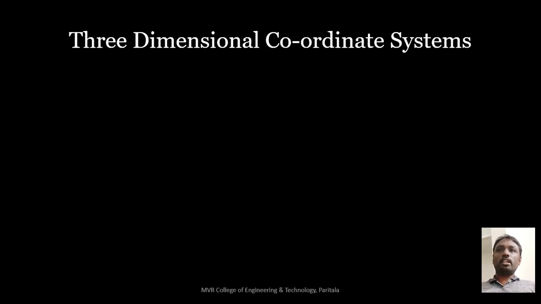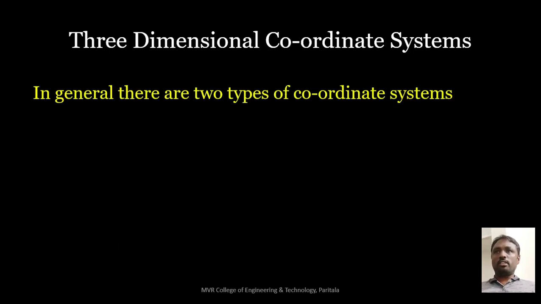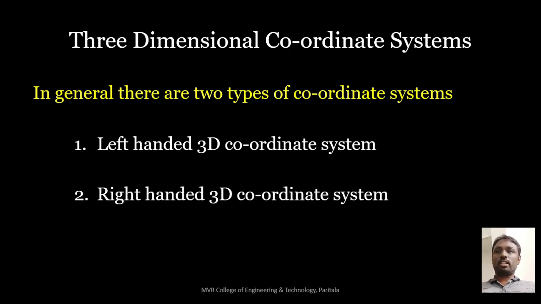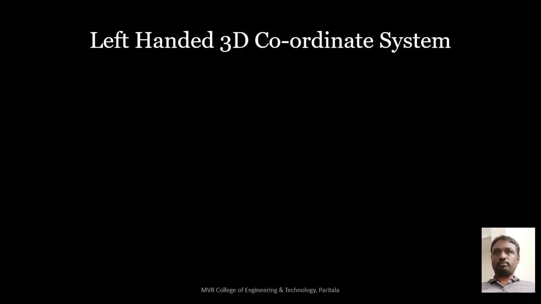Generally, these three-dimensional coordinate systems are classified into two types. The first one is the left-handed 3D coordinate system. I already told you 3D means three-dimensional. The second one is the right-handed 3D coordinate system. So, what is the left-handed 3D coordinate system?